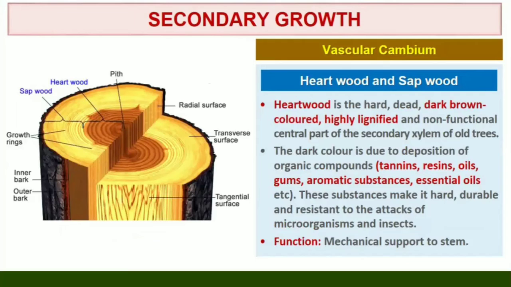Next, compare heartwood and sapwood. In old trees, the greater part of secondary xylem is dark brown due to deposition of organic compounds like tannins, resins, oils, gums, aromatic substances and essential oils in the central or innermost layers of the stem. These substances make it hard, durable and resistant to the attacks of microorganisms and insects. This region comprises dead elements with highly lignified walls and is called heartwood.